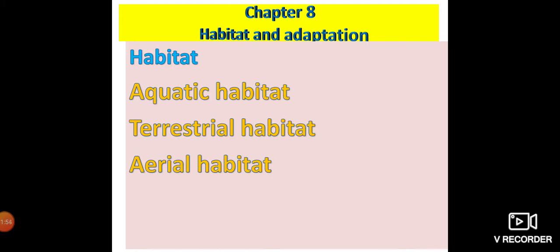So the living conditions of the organisms may differ. Mainly the organisms live in a particular place for food, isn't it? Mainly for food, water, air, and to protect themselves and also to breed. So that is why the organisms live in particular conditions.